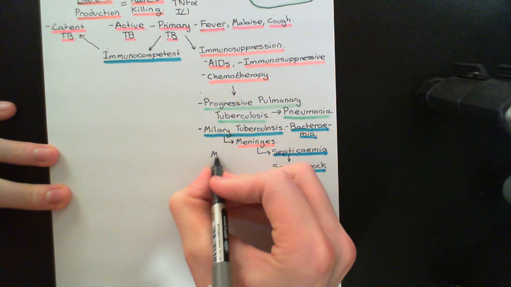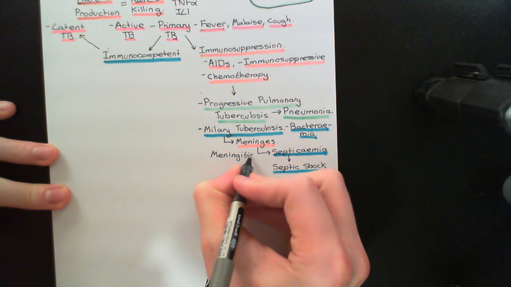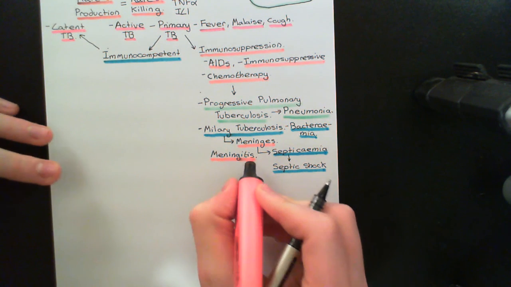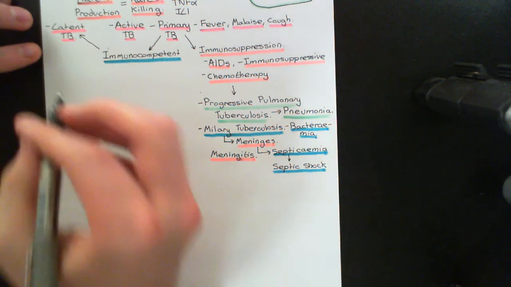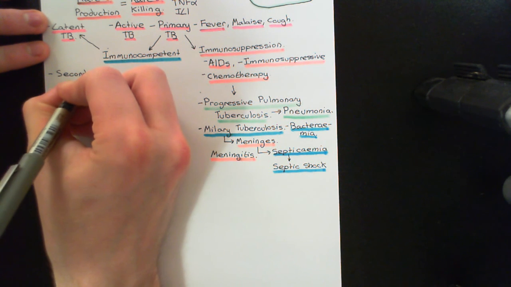So I'll just write the keyword meningitis, which means inflammation of the meninges. Okay, right. So that's what happens in your primary TB infection if you are immunosuppressed. Now what I want to talk about is secondary tuberculosis. So what happens in a secondary TB infection?